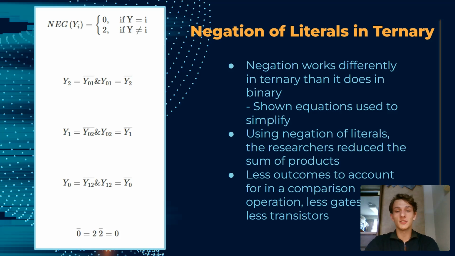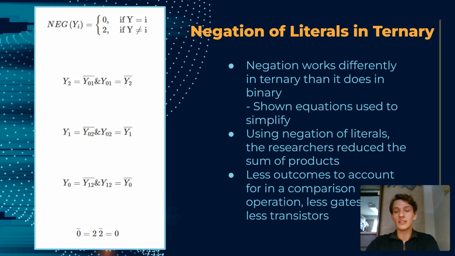Now, they did this by using negation of literals. The negation for ternary works differently than binary, because binary is just a negation: 0 is 1, 1 is 0. Ternary has 3 values to go between, so that allows for different laws and different combinations of circuits when negating. And some of that's using the equations that they provided on the left. They worked through all of this and heavily explained it all, making a very quality paper.